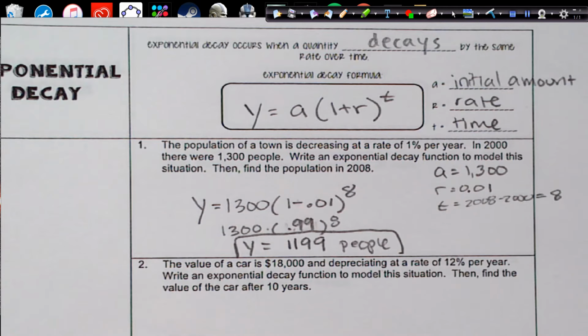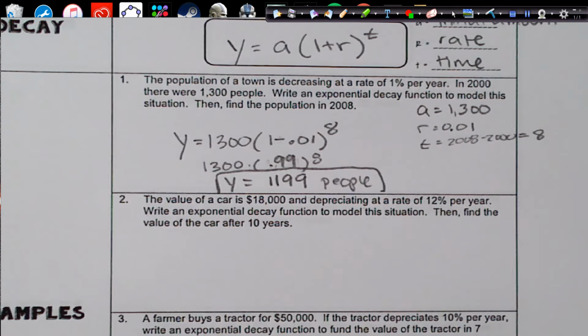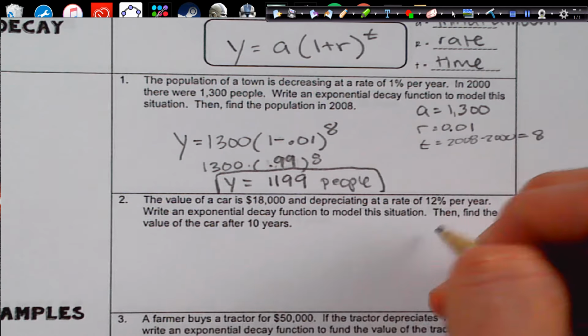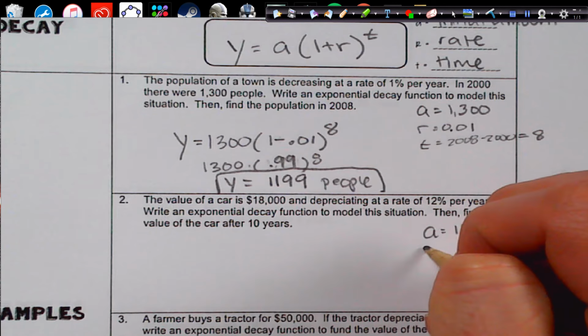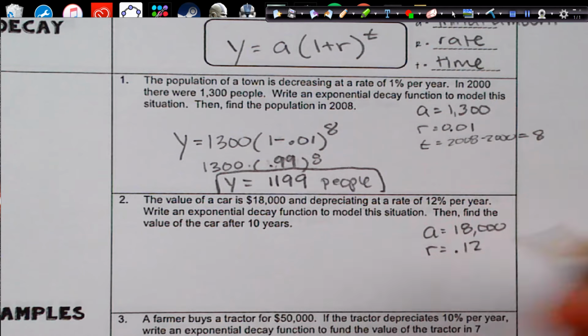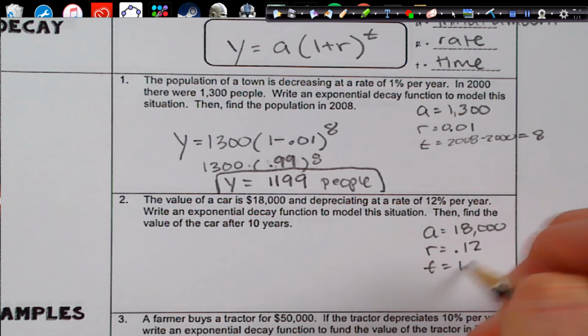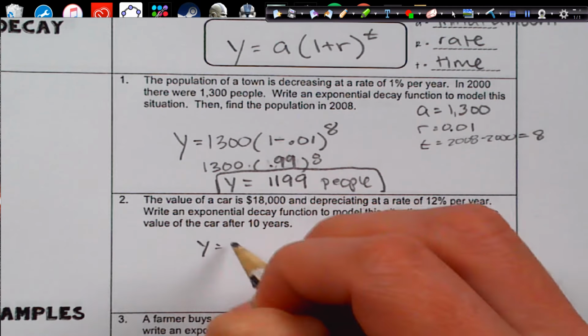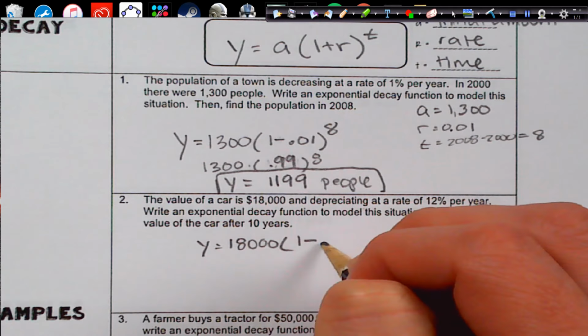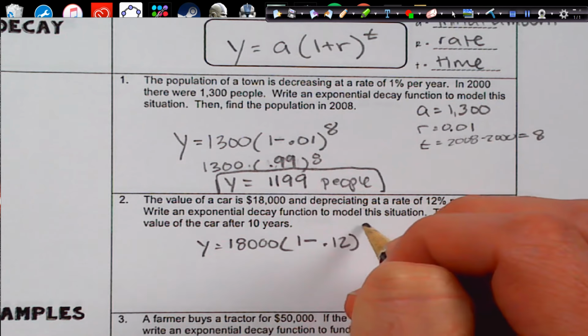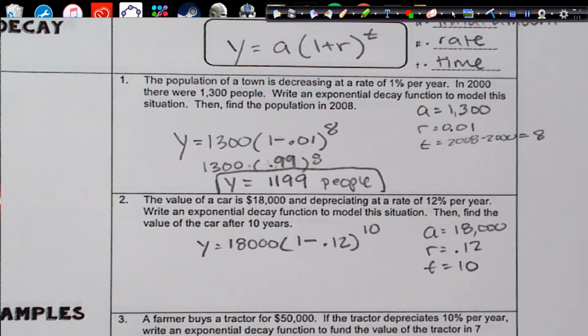Okay. Let's look at number 2. The value of a car is 18,000 and depreciating at a rate of 12% per year. Write an exponential decay function to model the situation, then find the value of the car after 10 years. So A, the initial amount, is 18,000. It has a rate of 0.12, and its time is 10 years. So we get y equals 18,000 times (1 minus 0.12) to the 10th power.